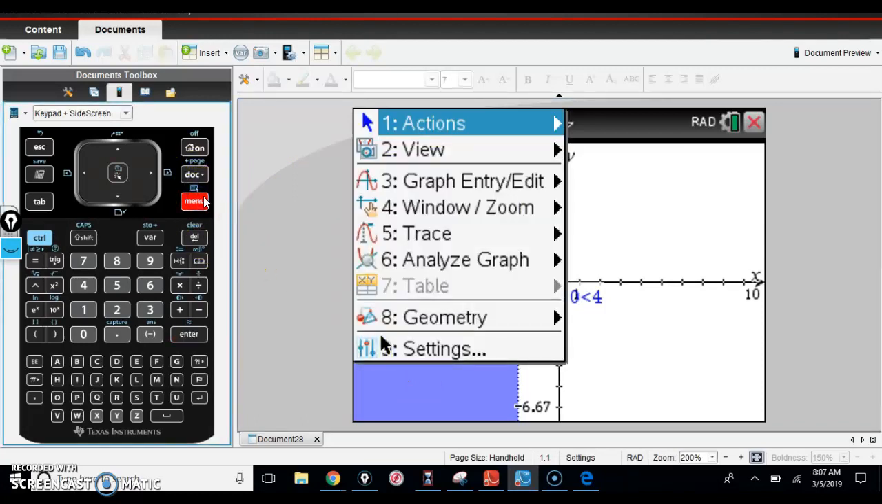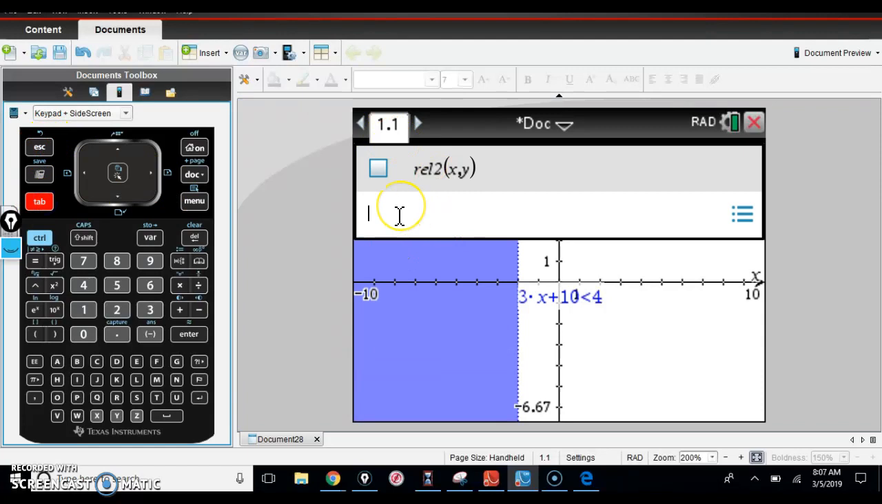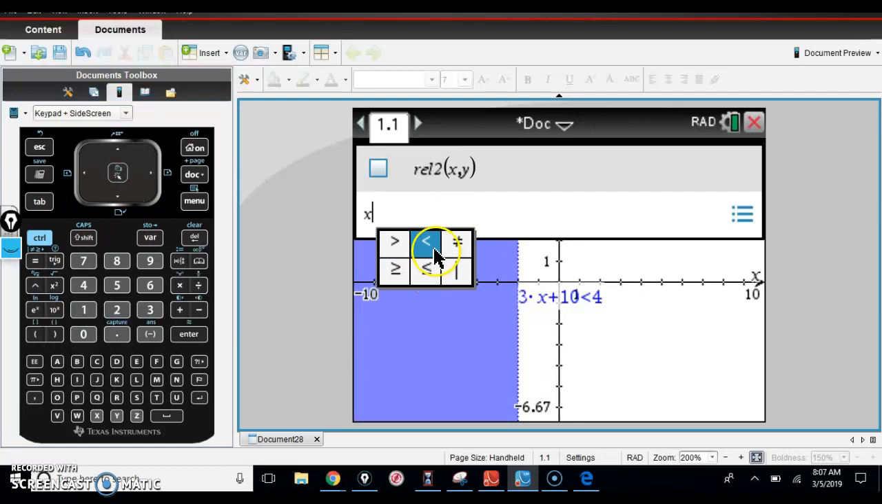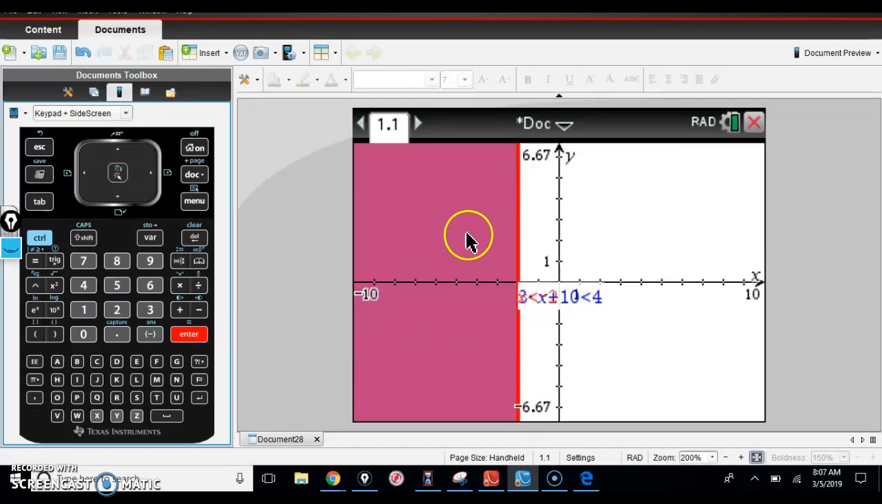You hit tab to enter the answer choices, and I'm going to say I think it's x is less than -2, so I'm going to try that out, and I'm going to hit control equals, less than -2, hit enter, and you see how it changed the color? That's how you know that you found the right answer.